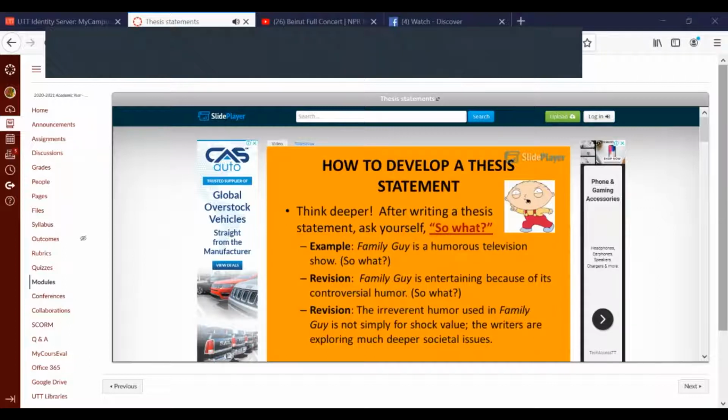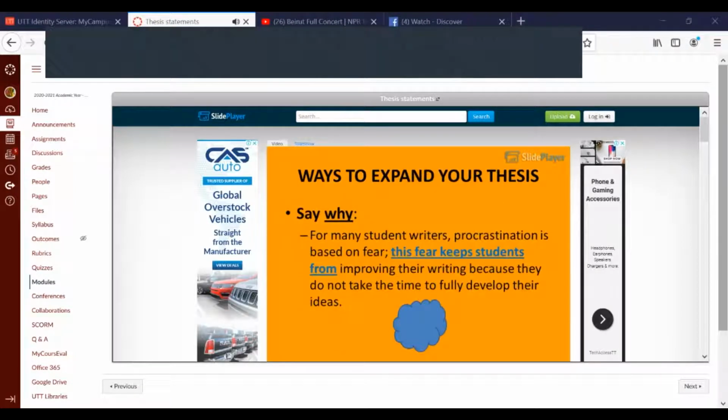Think deeper. After writing a thesis statement, ask yourself, so what? Example: Family Guy is a humorous television show. So what? Revision: Family Guy is entertaining because of its controversial humor. So what? Revision: the irreverent humor used in Family Guy is not simply for shock value, the writers are exploring much deeper societal issues. Ways to expand your thesis.